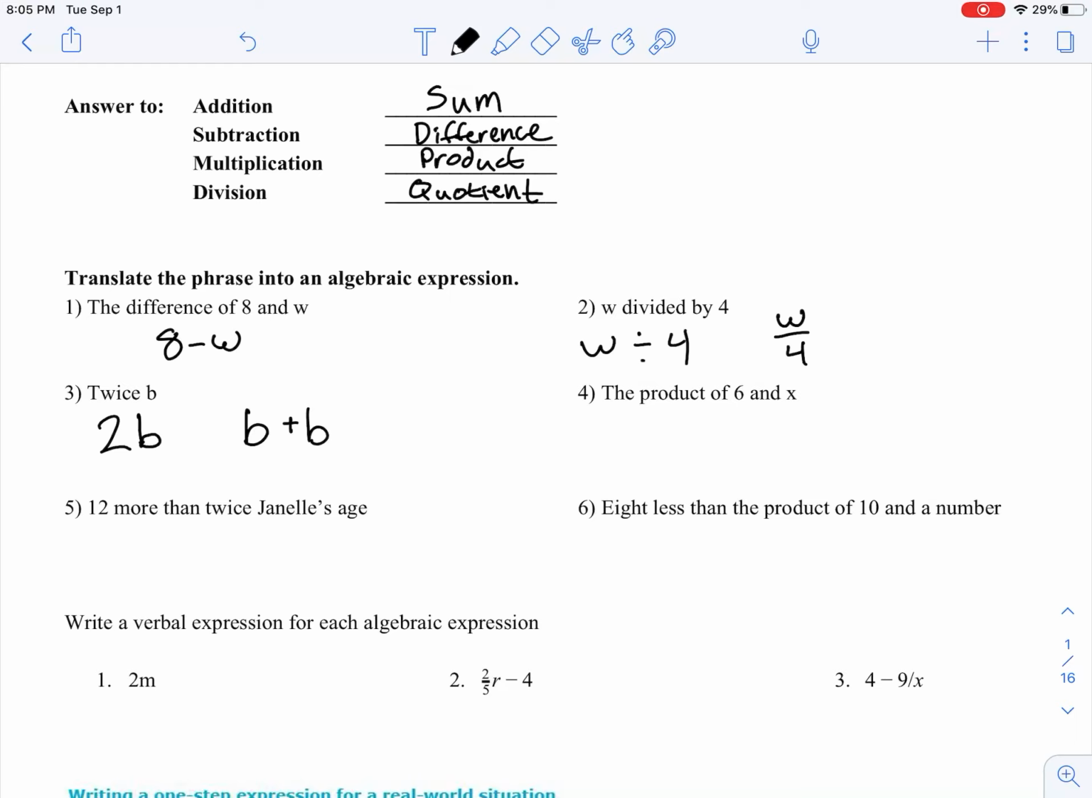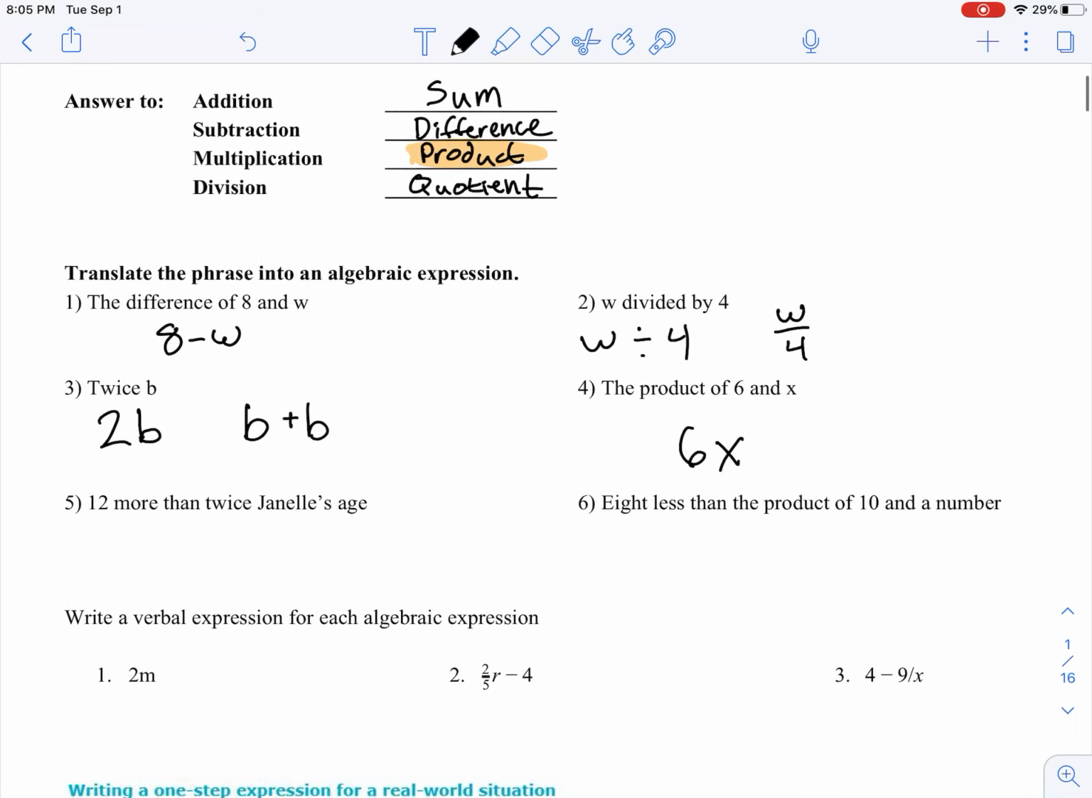The product of 6 and X. Product, again, is a word that we have up here. Product is multiplication, so we're going to multiply these. 6, and now some people think you should put a multiplication symbol between there. There's no need. When you have a number and a variable, you can just put it as 6x.